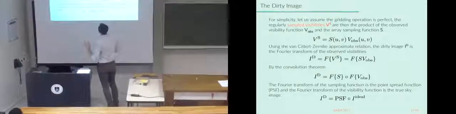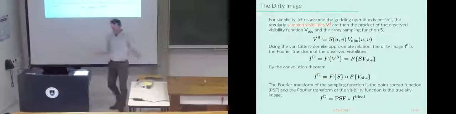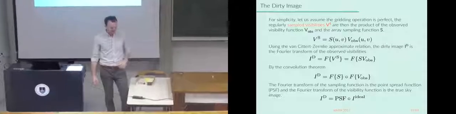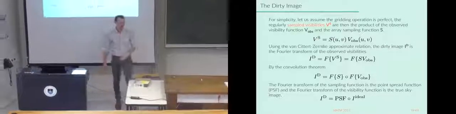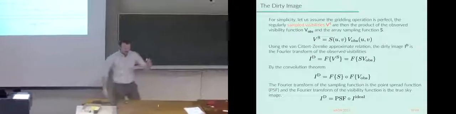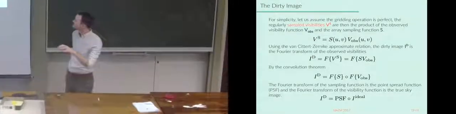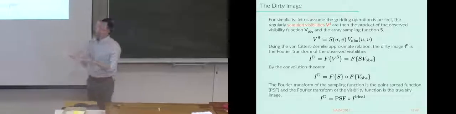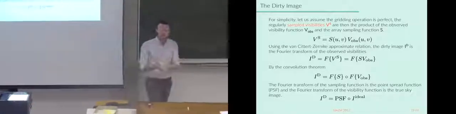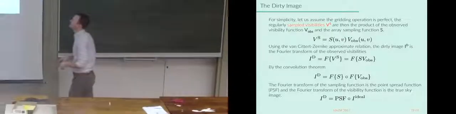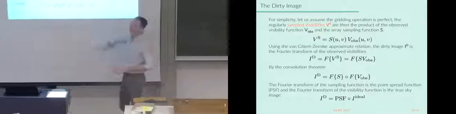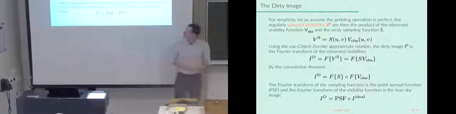So the dirty image, we're just going to simplify this. Let's ignore the gridding. Gridding was kind of there as a hint of what's going on. But for the most part, people ignore the gridding and say, well, sample visibilities are the sampling function times some observed visibilities, and there's some process that takes it and puts it onto a regular grid. And our dirty image is simply the Fourier transform of those functions.